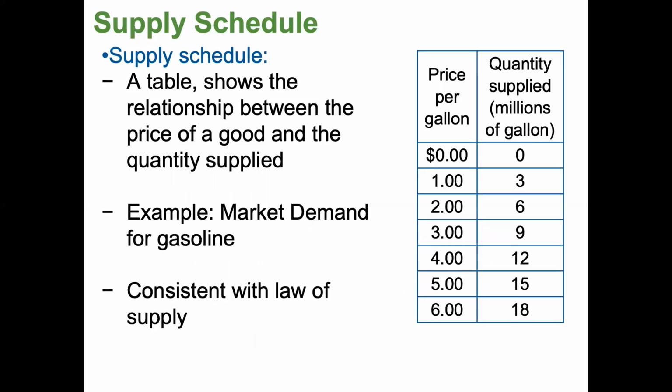Similar to a demand schedule, a supply schedule is a table that shows the relationship between the price of a good and the quantity supplied. The supply schedule here shows the market supply for gasoline. You have the price per gallon and quantity supplied in millions of gallons. Now notice that as the price of gasoline increases, the quantity supplied increases, which is consistent with the law of supply.